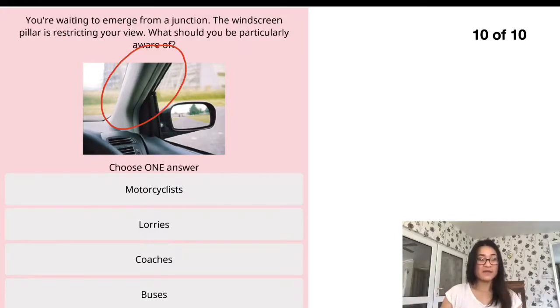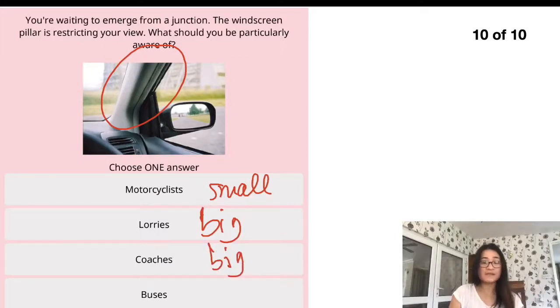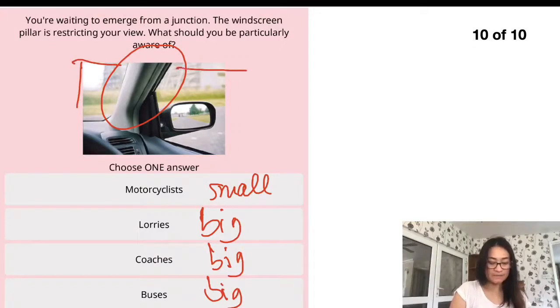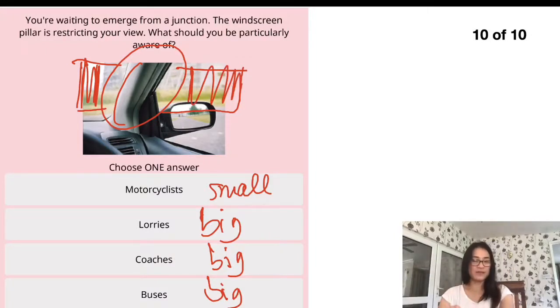The first one said motorcyclist. Small. Lorries, big. Coaches, also big vehicles. Buses, big. So if there's a bus in front of your car, this windscreen pillar probably blocks some bit of the bus. You may not be able to see the whole bus, but you can see the front of the bus and the back of the bus. So you know that, yep, that's the bus in front of me.